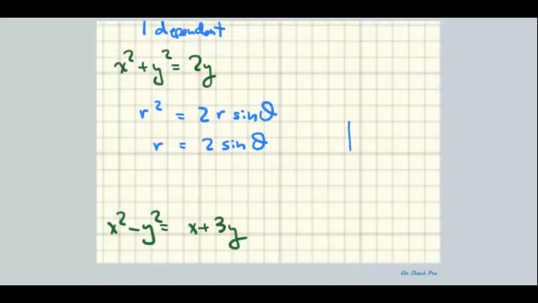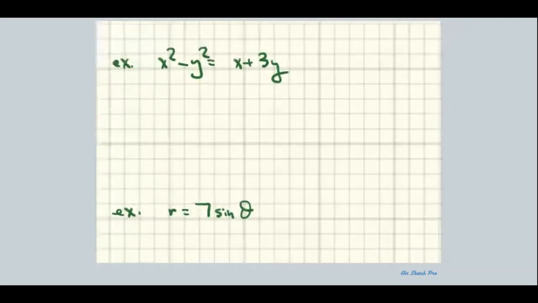That graphs out over here. Sine from 0 to 1. Yeah, here it is. There's the graph. It's a circle sitting above the plane.